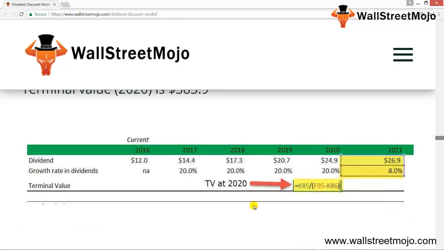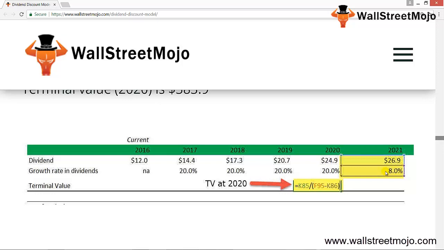Also I'll show you how it is done. Can you see how the terminal value has been calculated? The dividend is 26.9, that is the last year's dividend. You deduct the growth of the last year from KE, that is F95, the KE less the growth, and that will give you a perpetual value.